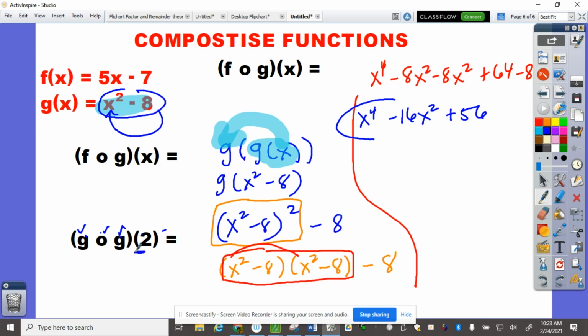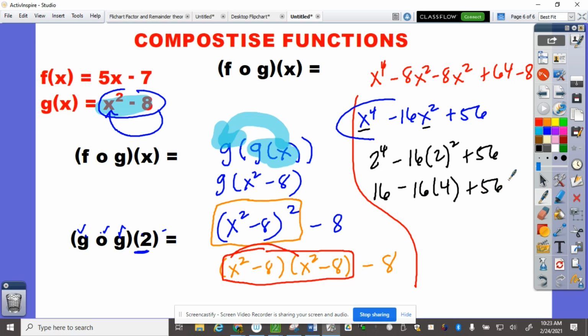Now, since there's a 2 there, we can plug in the 2 into the x values here. That gives us 2 to the fourth minus 16 times 2 squared plus 56. 2 to the fourth is going to be 16, minus 16, 2 squared is 4, times 4 there, plus 56. And 16 times 4 is 64, plus 56. So let's put it in the calculator: 16 minus 64 plus 56. The answer is just 8.